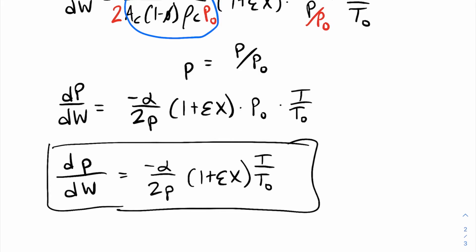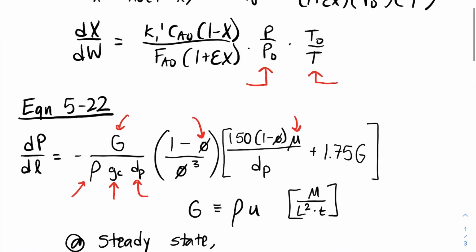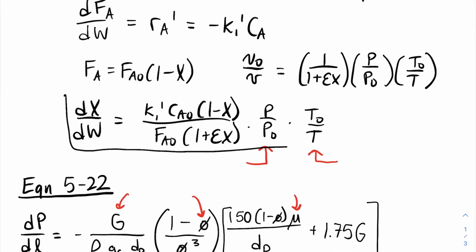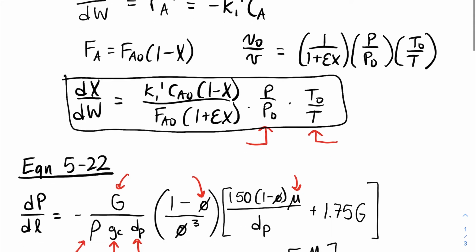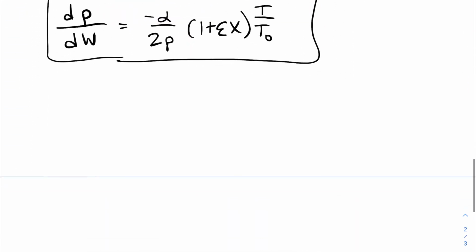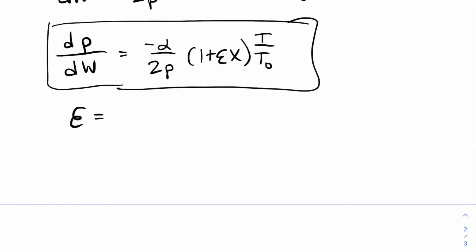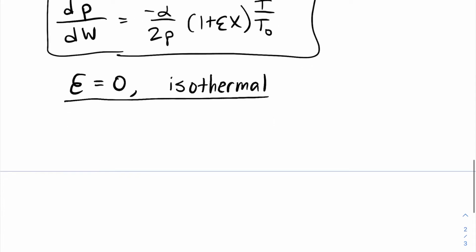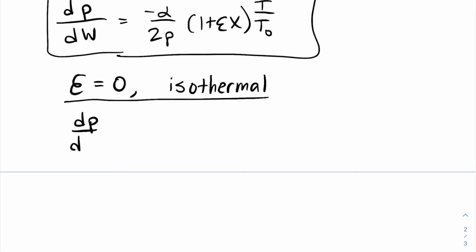Okay, so you could solve this using something like Polymath, but it'd be pretty hard to implement with the dX/dW expression that we've derived here because they're coupled differential equations and T itself depends on X if it's not isothermal. But if we have a simpler case, maybe where epsilon is equal to 0 and it is isothermal, that will simplify our math a lot. So in that case, our expression would look like dp/dW is minus alpha divided by 2 lowercase p. The other terms would go away.